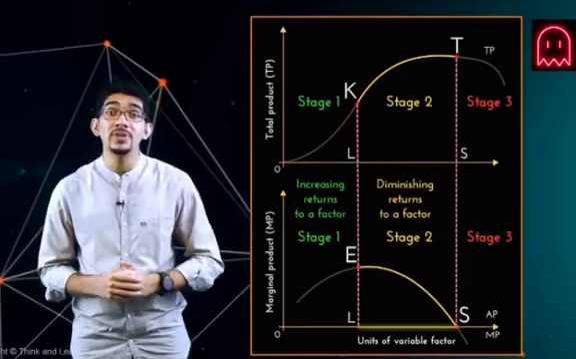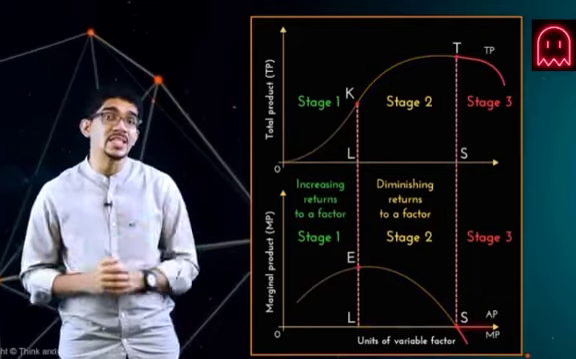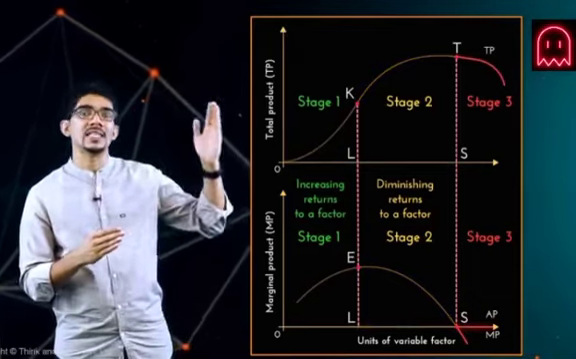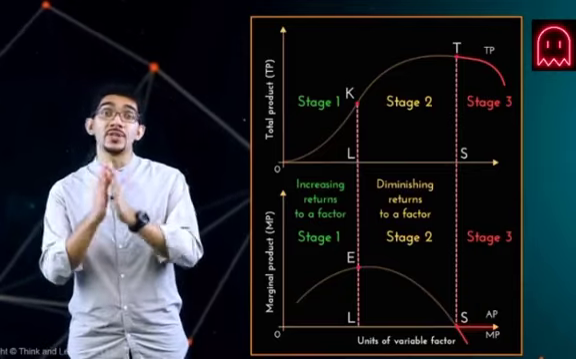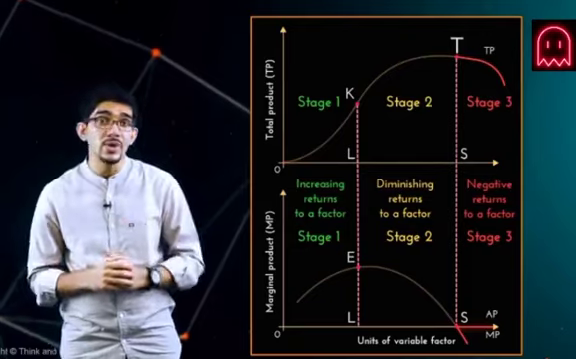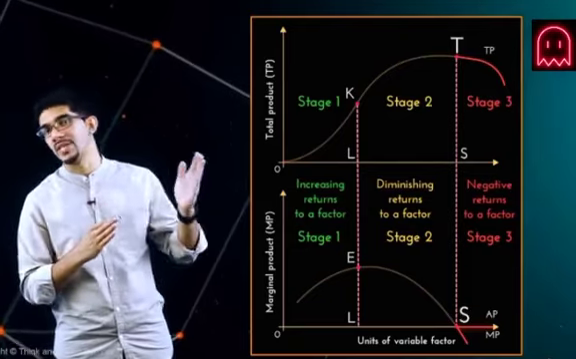When employment of labor exceeds OS units, MP actually becomes negative. Accordingly, TP starts declining then. This is a situation of negative returns to a factor occurring beyond point T on the TP curve and beyond point S on the MP curve.